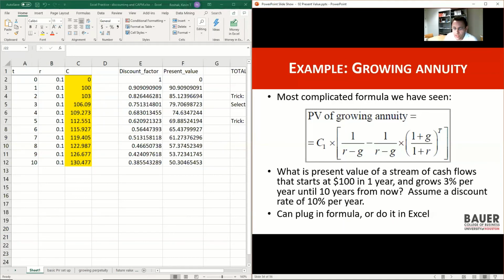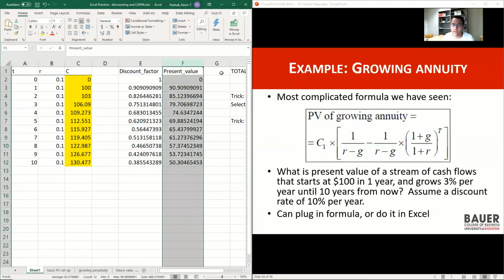Last thing I want to show you, if you can do present values in Excel, then you can also calculate future values. So we can set up this table here. Instead of calculating the present value of every single cash flow, we can calculate a future value of all of them. So let me show you what I mean here.